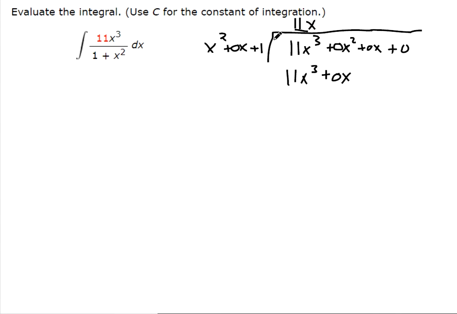Okay, so we did 11x times x squared, that makes 11x to the third. 11x times 0x makes 0x squared, because x times x makes x squared. And then 11x times 1 makes 11x.